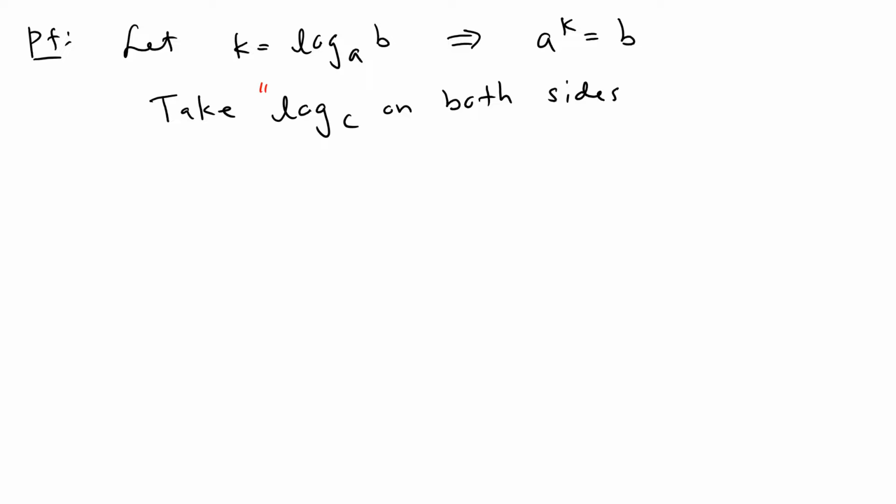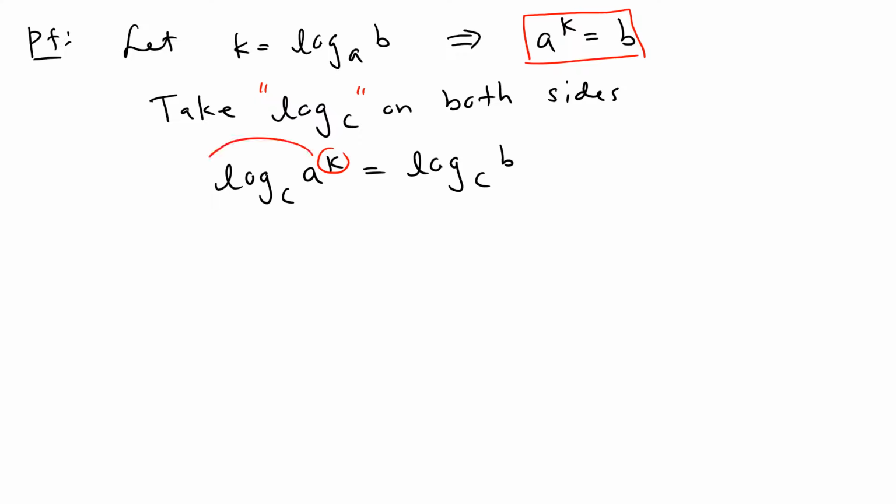So if you take log c of both sides, what will happen? It is log base c of a to the k equals log base c of b. What we did was take the log of both sides of the expression a to the k equals b. Now we can use the power rule to take the power out, so we can write this as k log c a equals log c b.